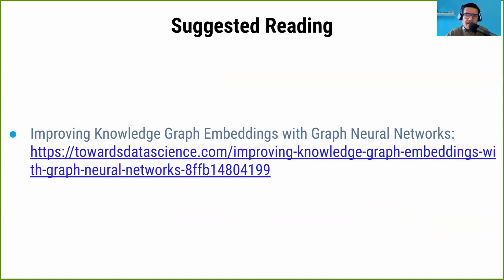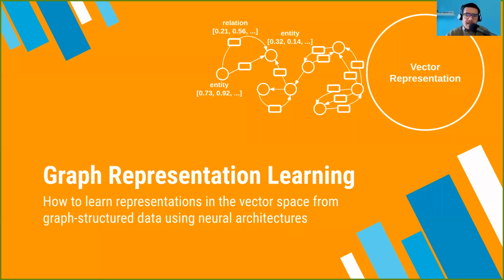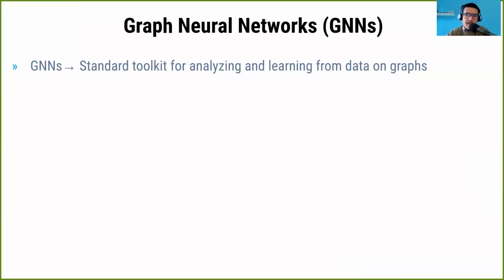Now we will go into the details of the graph representation learning techniques. In particular, we will see how to learn representations in the vector space from graph structured data using neural architectures. Graph neural networks have become the standard toolkit for analyzing and learning from data on graphs.